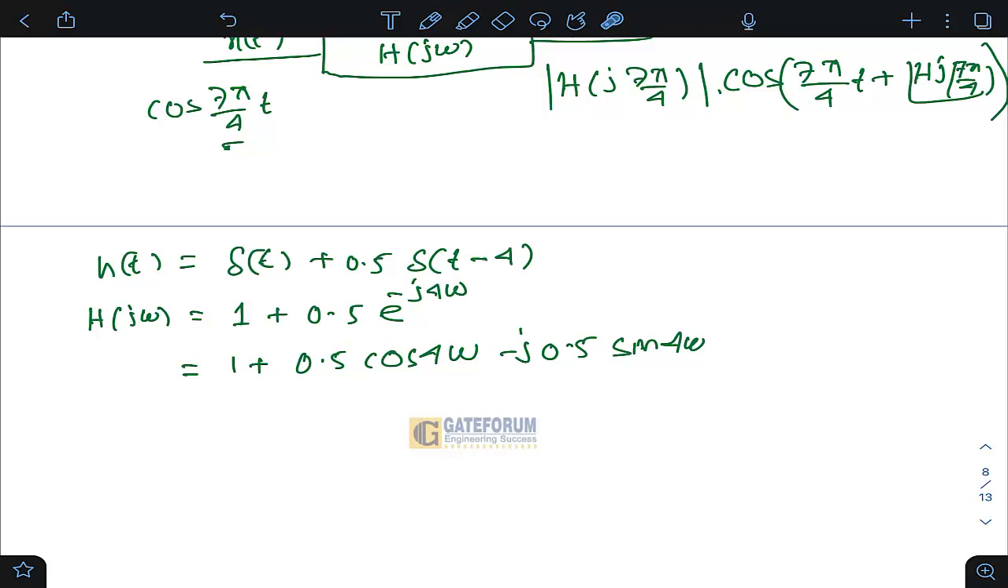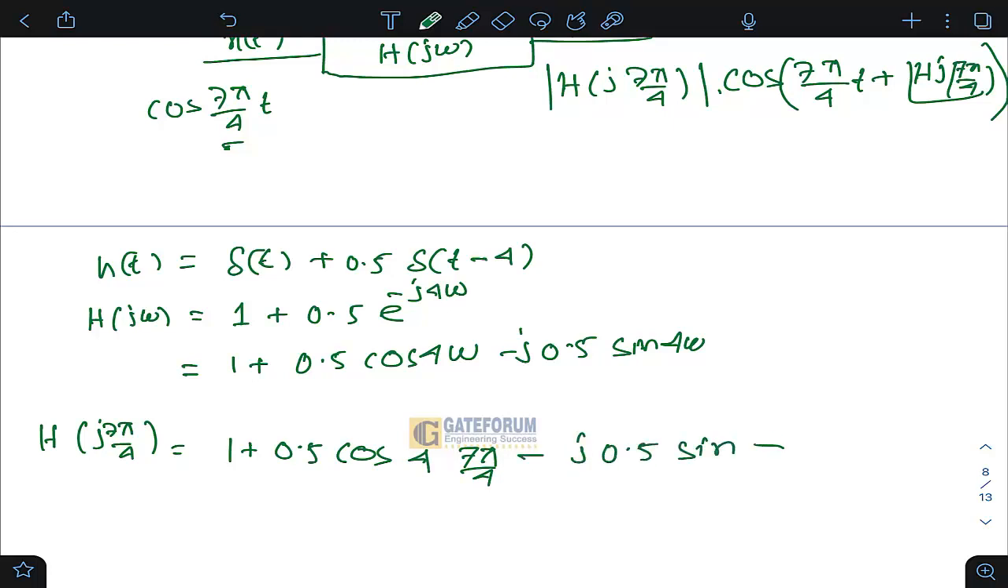So now let us substitute the value of omega. What is the omega? 7 pi by 4. So if I ask you what is H of j 7 pi by 4, what you get is 1 plus 0.5 cos of 4 into 7 pi by 4, minus j 0.5 sine of 4 into 7 pi by 4. So this is 1 plus, 4 cancel, it is cos 7 pi minus j 0.5, and 4 cancel, you get sine 7 pi.